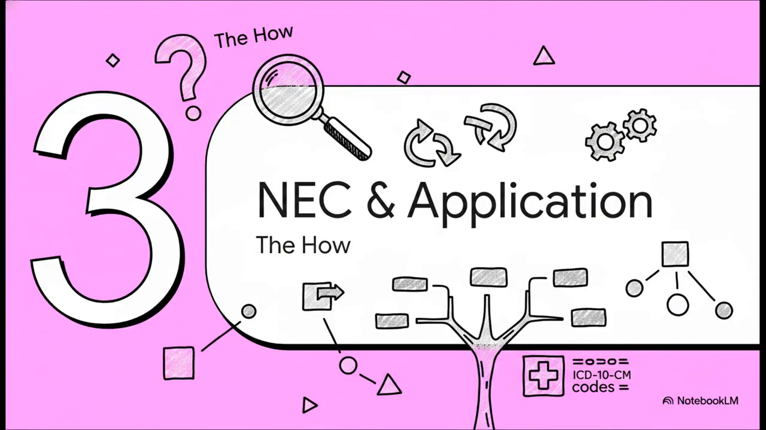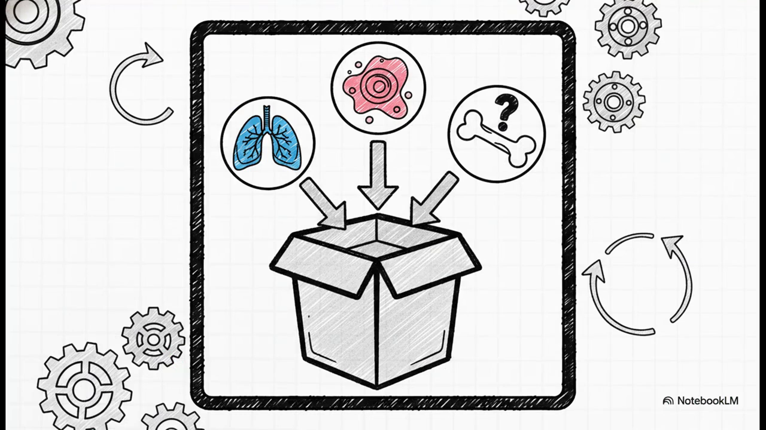All right, Section 3, NEC codes and application. Let's look at the how. So now that we know what they are, how do we actually apply them? Well, when you're dealing with NEC, or not elsewhere classifiable codes, which the tabular list calls other specified codes, and as you know, often end in a .8 or .9, inclusion terms play just a massive role here. Think about it like this.